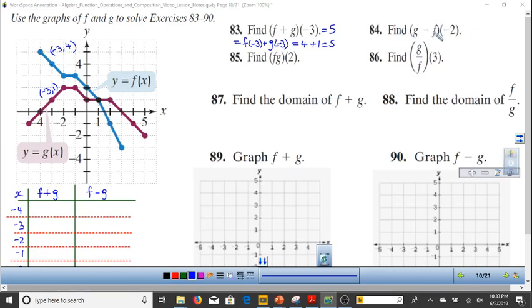Now we do g minus f of -2, which really means we're doing g of -2 minus f of -2. Now if we look at the graph here, g of -2 is 2, and f of -2 is 3. So we're doing 2 minus 3, which is -1. f times g of 2 really means f of 2 multiplied by g of 2.